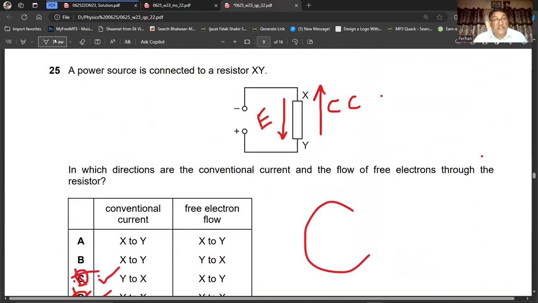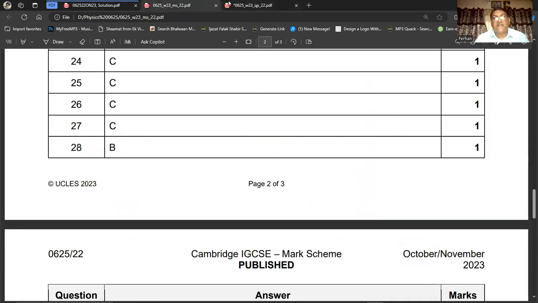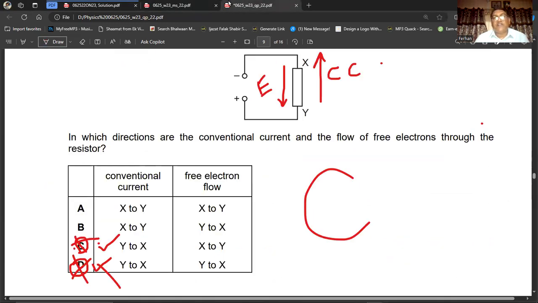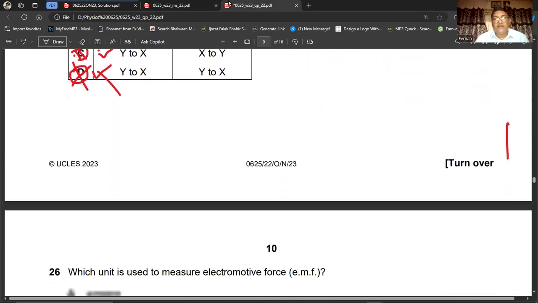This is question number 25. C is the option, sir. Sorry, I just made a mistake. Okay, so the C is the question number 25. C is the right option, sir.